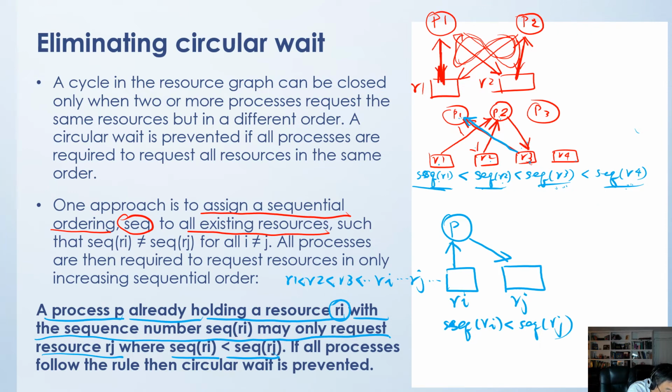So let's see. Now in this case, P2 is okay, right? P2 is currently holding R1 and R2. P2 can make a request for R3 because seq R3 is greater than seq R2 and greater than seq R1. Now P3 can make a request to any of these, because P3 is currently holding nothing, right? So P3 can request any of these. So that's the general rule to break this circular wait.